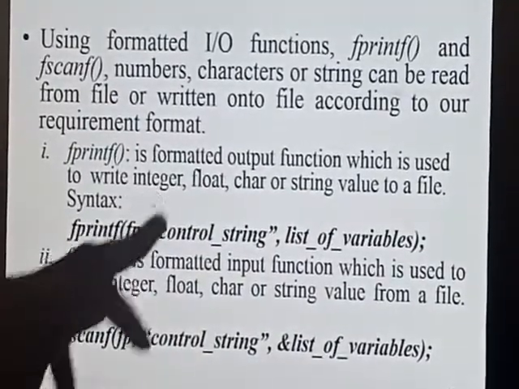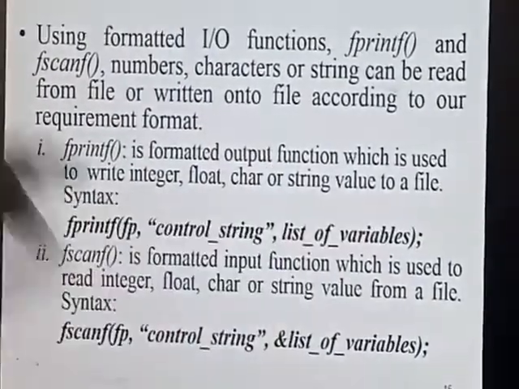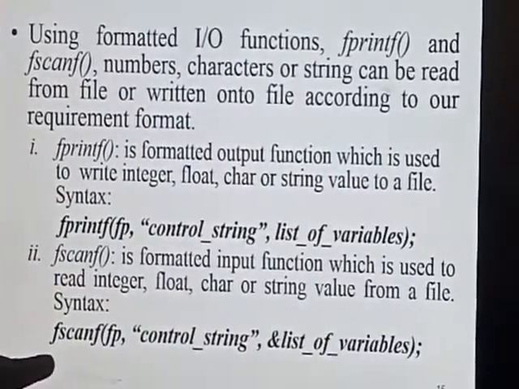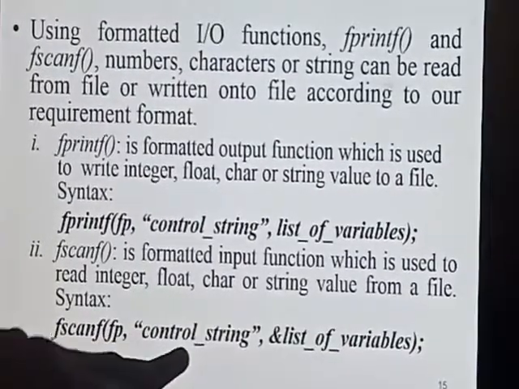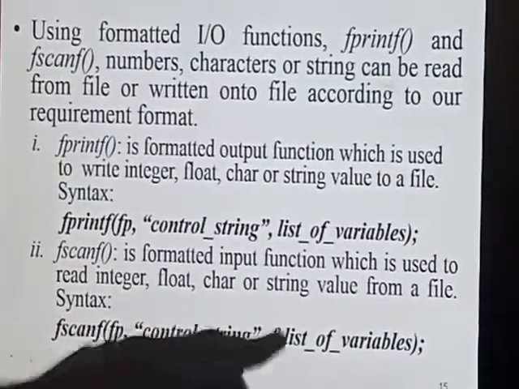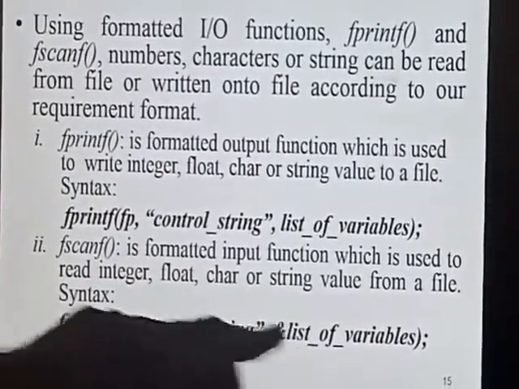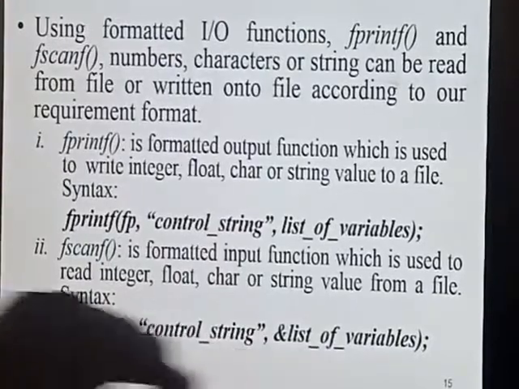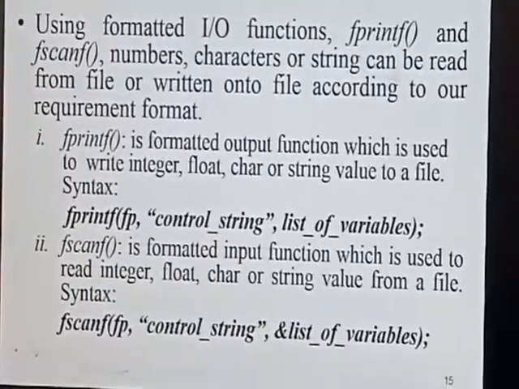So fprintf will write the integer or float or character or string to the file, and similarly fscanf will read those data with respect to that control string, and the value will be stored in this variable. After reading it, if you print this variable using a printf statement, whatever string was read will be displayed on the console.